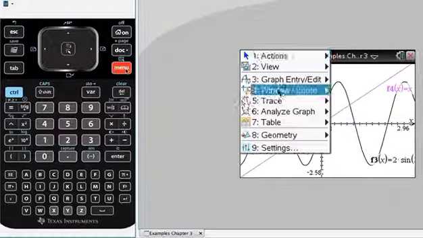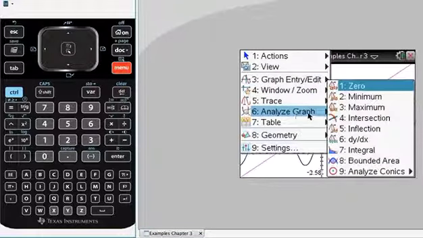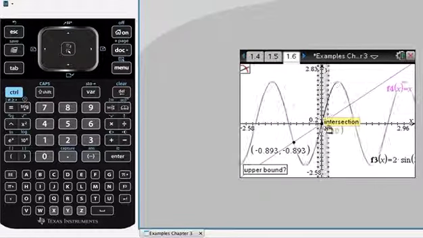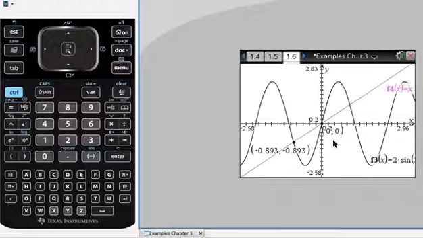We'll do it again. Do it from the middle because we can see that there's an intersection. So analyze graph, intersection, and look at the middle of that graph there. And you can see that's 0, 0.